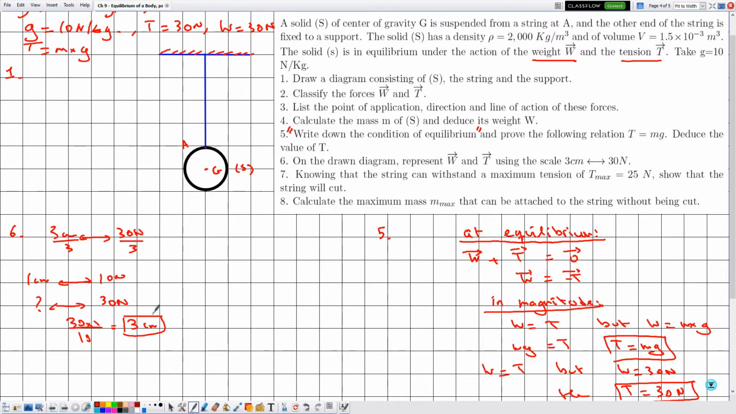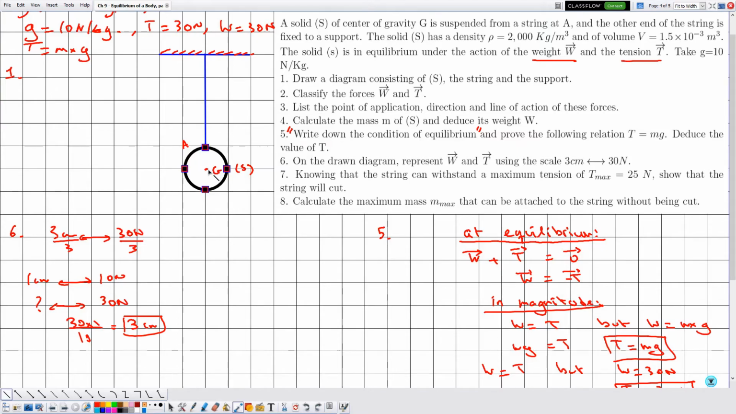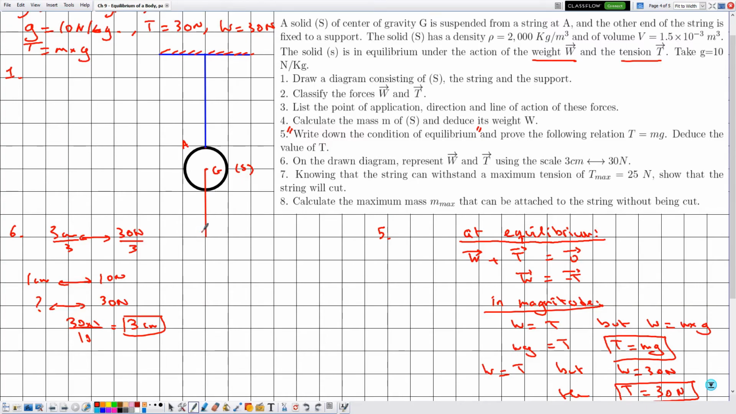Now it's left to represent these forces. We know that the weight is acting on the center of gravity G, so it must be exactly vertically downward, starting from the point G, 3 centimeters like this. The arrow here must indicate that it is acting vertically downward. The length of this vector is 3 centimeters, corresponding to 30 newtons according to this scale, and the name of this force is the weight W.